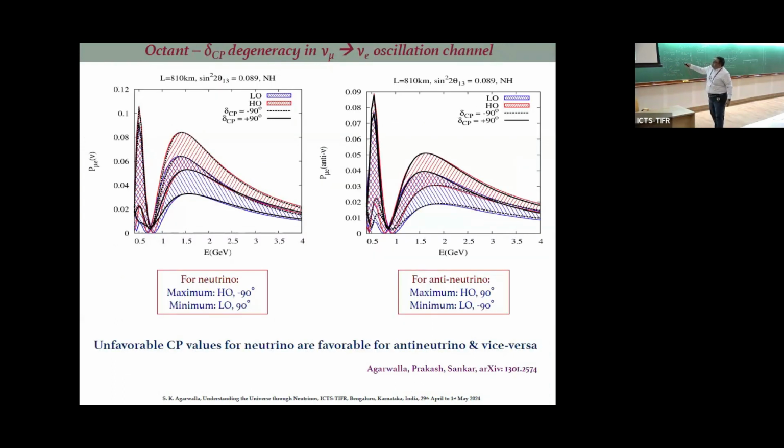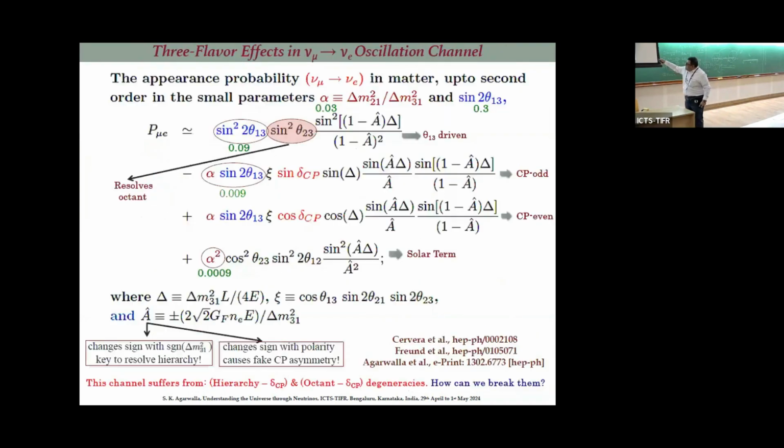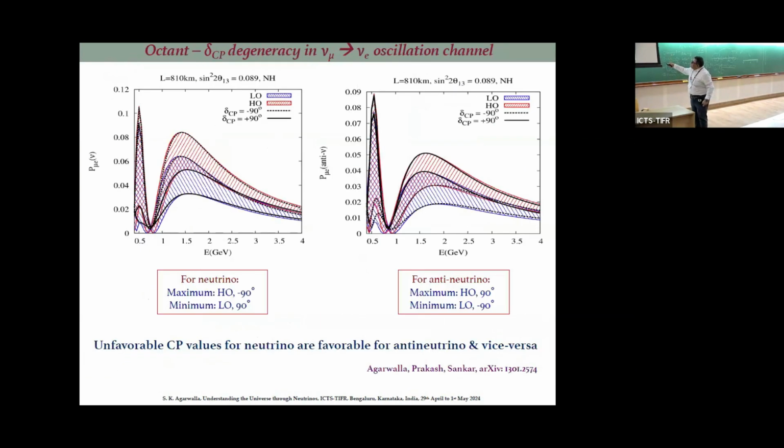This is the octant problem. Here the lower band is for the lower octant solution of theta 23. The upper band is for the higher octant. And you see there is some overlap because you don't know the delta CP. Again, the same expression. From this expression, you want to measure the octant of theta 23, but delta CP says, oh, don't worry, I am there. You don't know me. So there will be degeneracies. And this is the degeneracy. If you plot it, then you appreciate it.